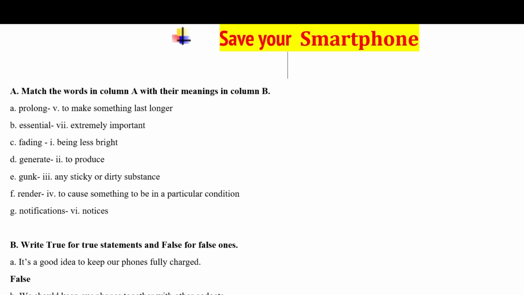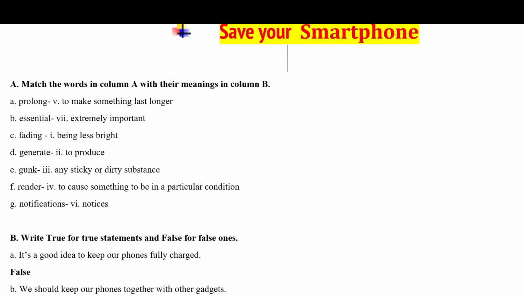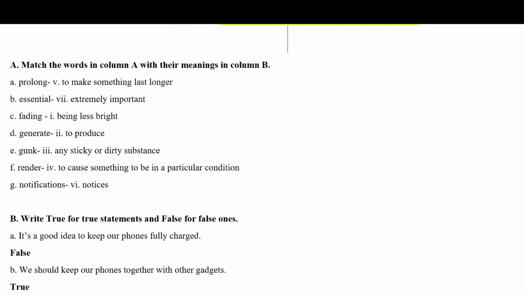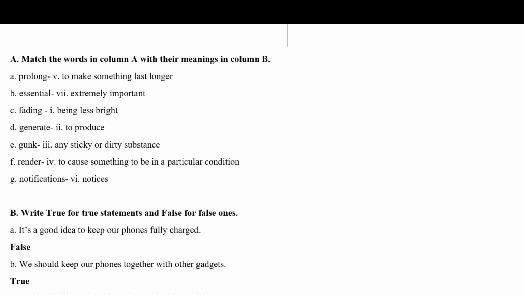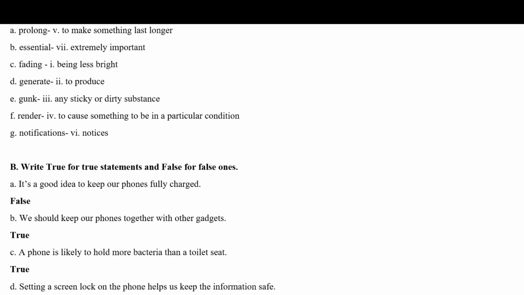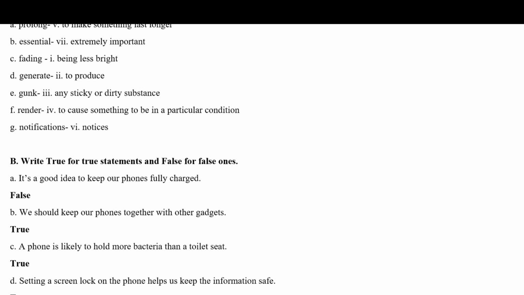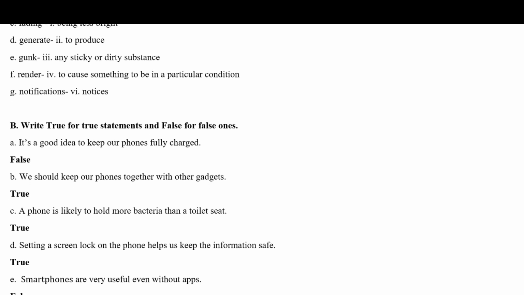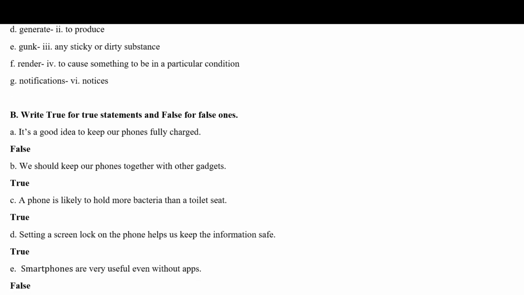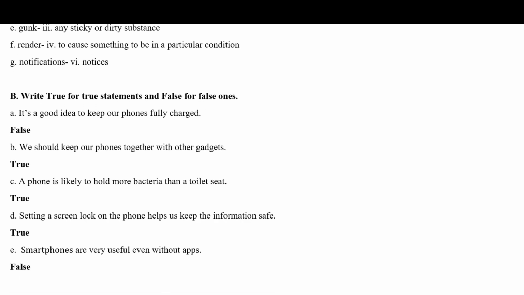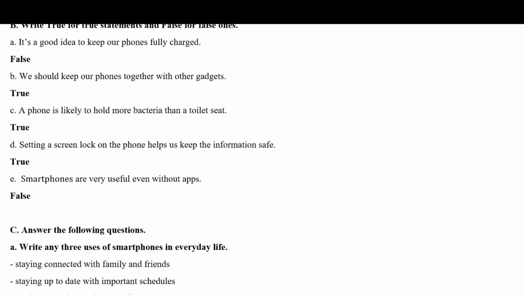B. Write true for true statements and false for false ones. A. It's a good idea to keep our phones fully charged. False. B. We should keep our phones together with other gadgets. True. C. A phone is likely to hold more bacteria than a toilet seat. True. D. Setting a screen lock on the phone helps us keep the information safe. True. E. Smartphones are very useful even without apps. False.